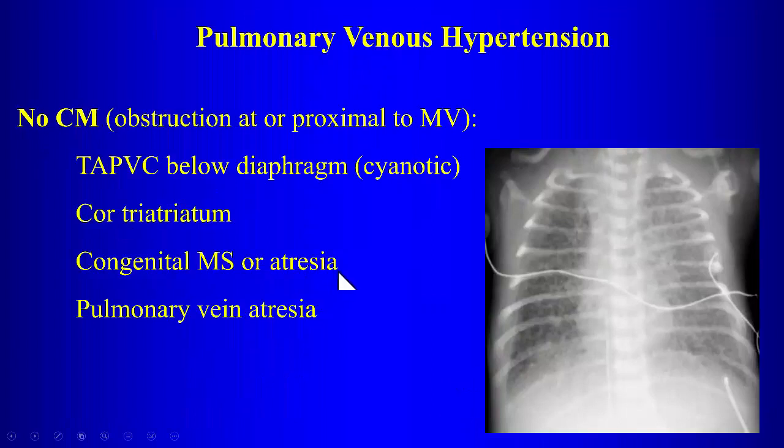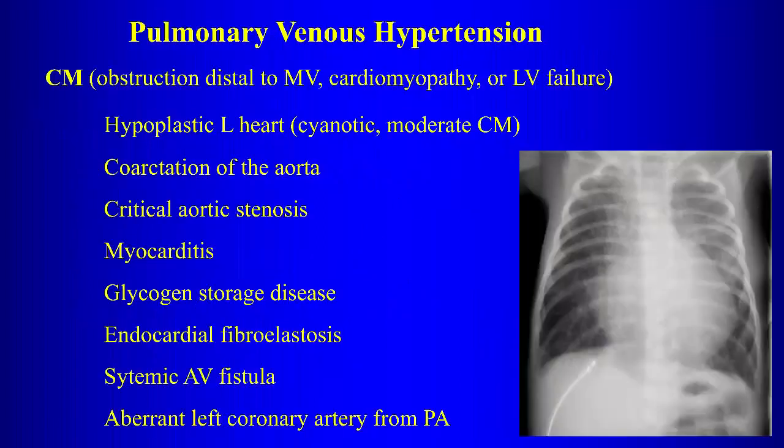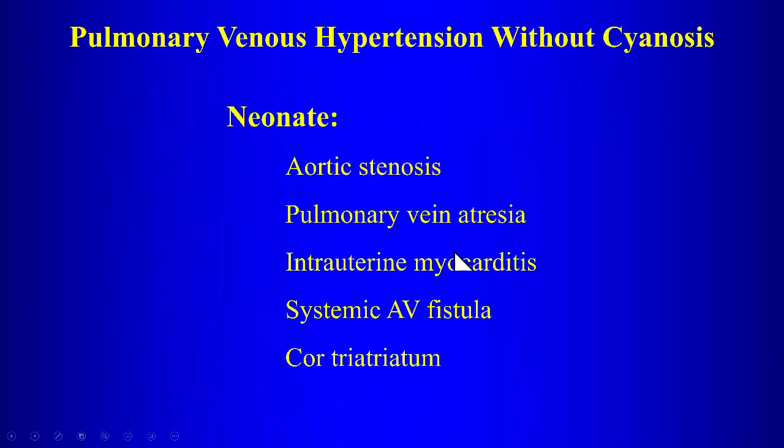So I've given you in your handouts some of the causes, some of the things that we think about. If there is no cardiomegaly, if there's obstruction at or proximal to the mitral valve, some of the things that we would consider as congenital lesions. And then the differential, of course, is longer. If there is cardiomegaly, there are congenital lesions that give you obstruction distal to the mitral valve, but cardiomyopathy or any cause of left ventricular failure will give you a big heart and failure. So that differential is somewhat longer.